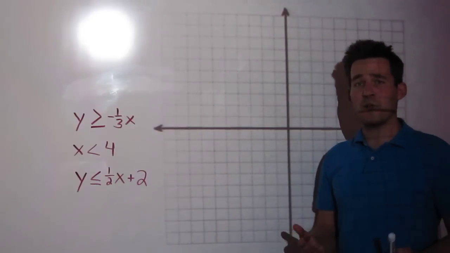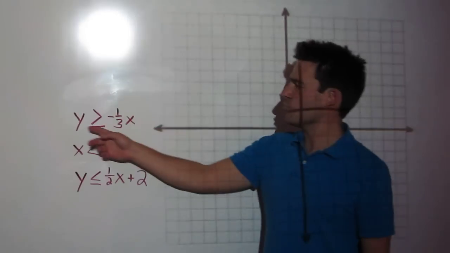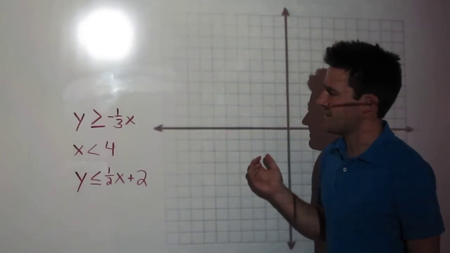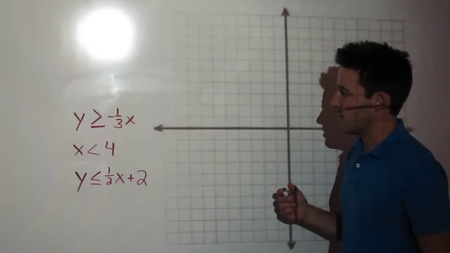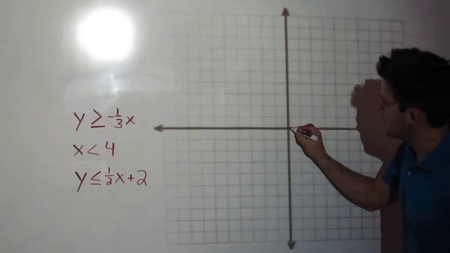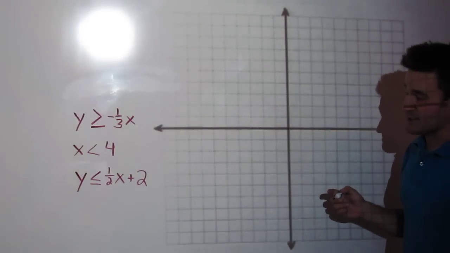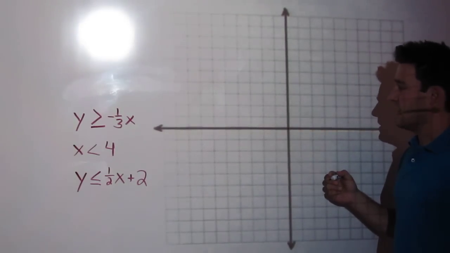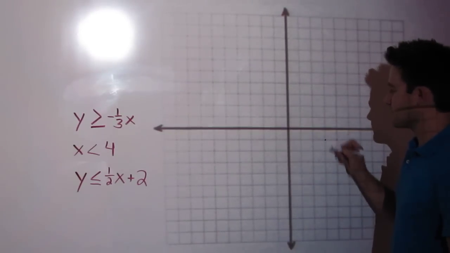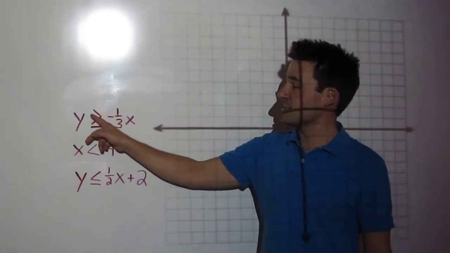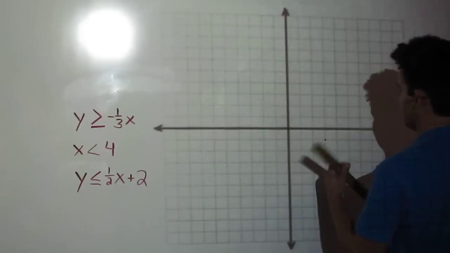We always start by graphing the boundary line with a linear inequality. So we can picture this as y equals mx plus b. The slope is negative 1/3 and the y-intercept is 0. So if we start at the y-intercept at 0, 0, and we look at the slope of negative 1/3, that means we're going to go down 1/3. Now because this is greater than or equal to, we're going to use a solid line when we graph it.